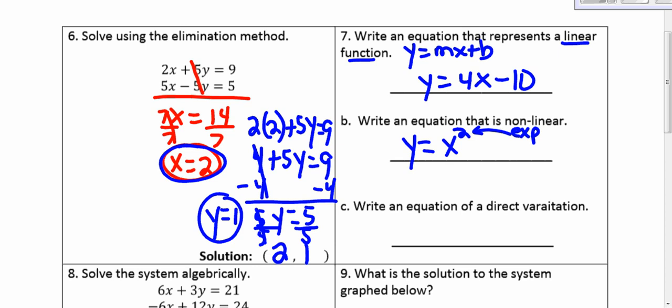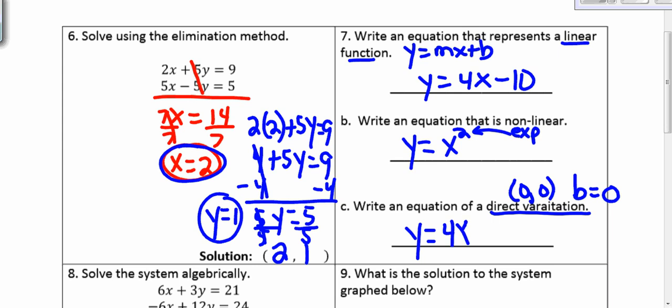That's fine. Write an equation of a direct variation. Remember, direct variation goes through 0, 0. So the b has to be 0. The y-intercept has to be 0. So a direct variation must be linear. So all you have to do is put y equals 4x, or something like this, y equals x.